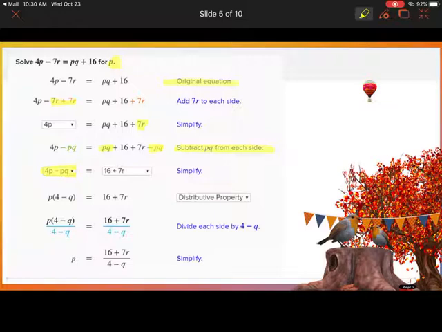Now I'm going to pull a P out. So if I pull a P out of the 4P, I end up with 4 left. And if I pull a Q out of there, I end up with a Q left. Then we divide by this. That way this crosses out. And then we're just left with P.